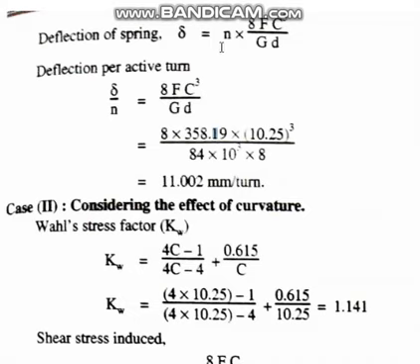We have the delta formula. Delta formula is this: 8F C cube n upon G d. Otherwise, it will be 8F D cube n upon G d to the power 4. Okay, but in terms of C, it is this formula. Now, deflection per active turn. This is active turns. This is deflection. So, bring it here. So, this will become deflection per active turn. That's what they asked. So, here you substitute. It is coming to 11.002 mm. This is without considering the curvature effect. That means without considering the Wahl's correction factor.